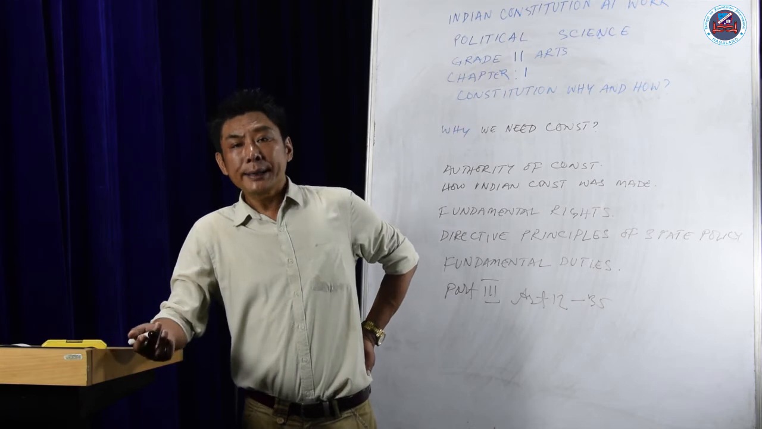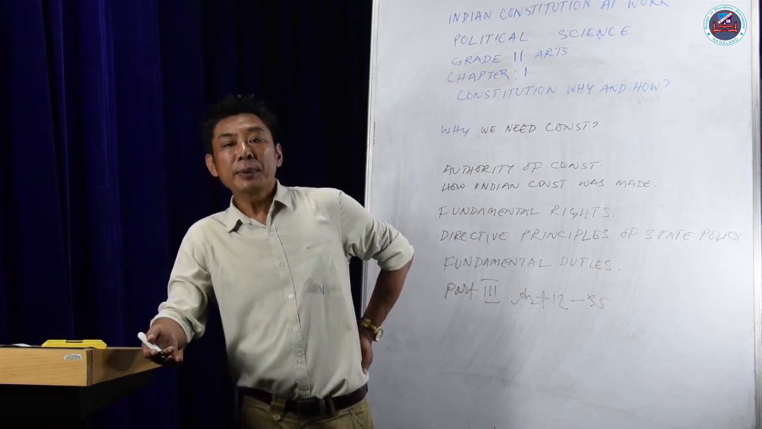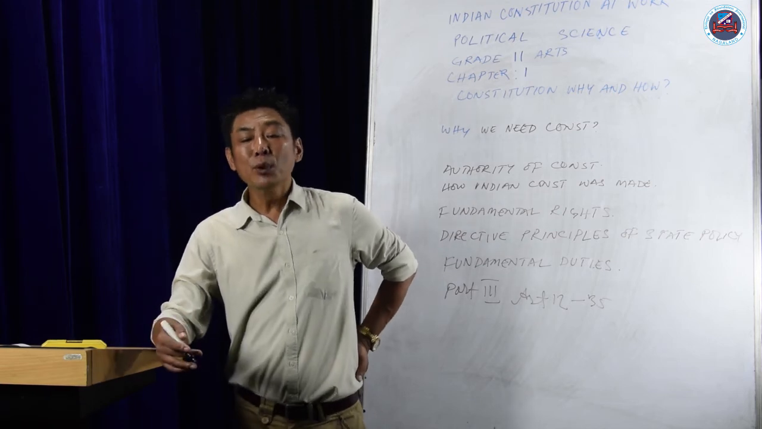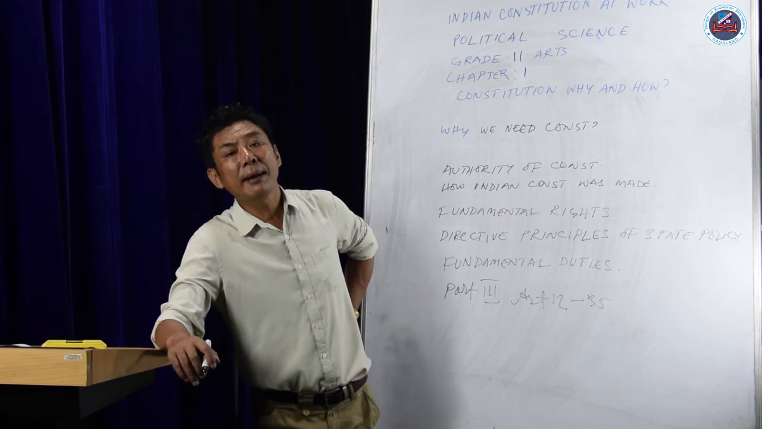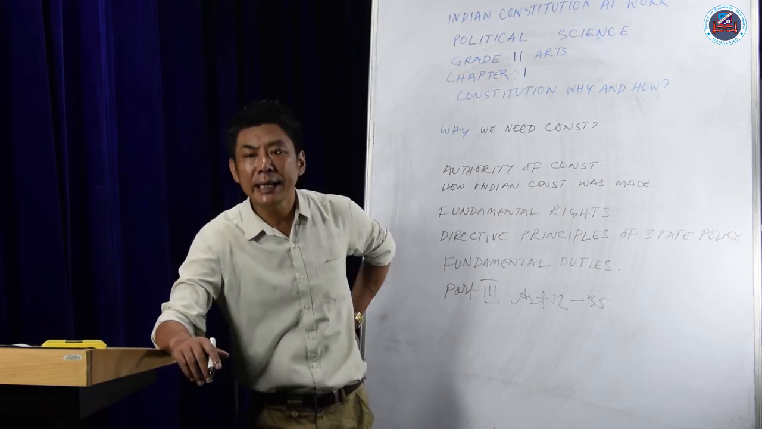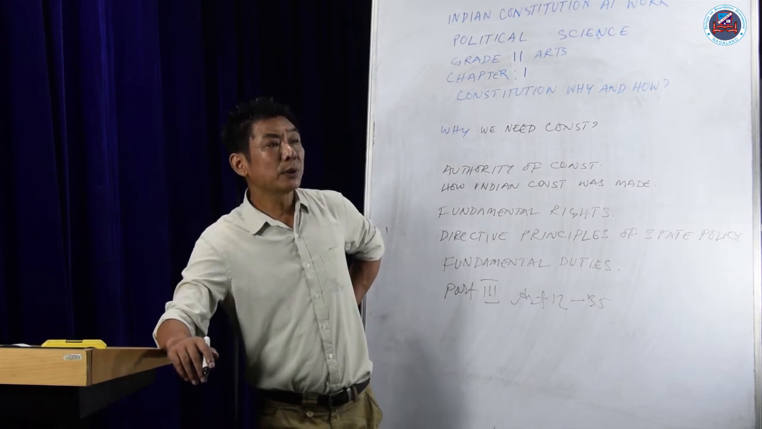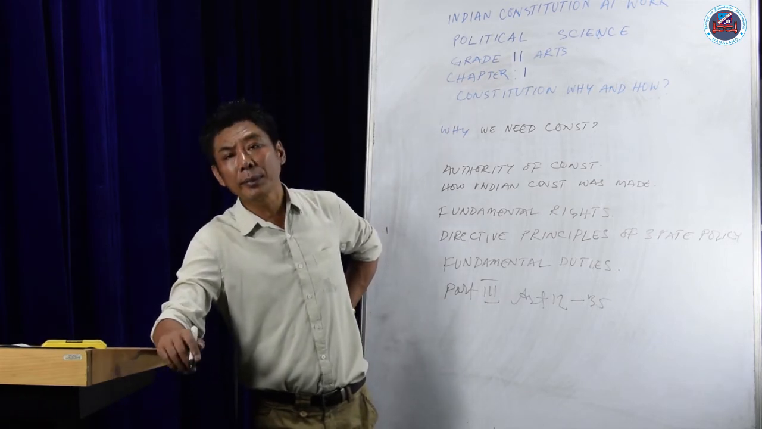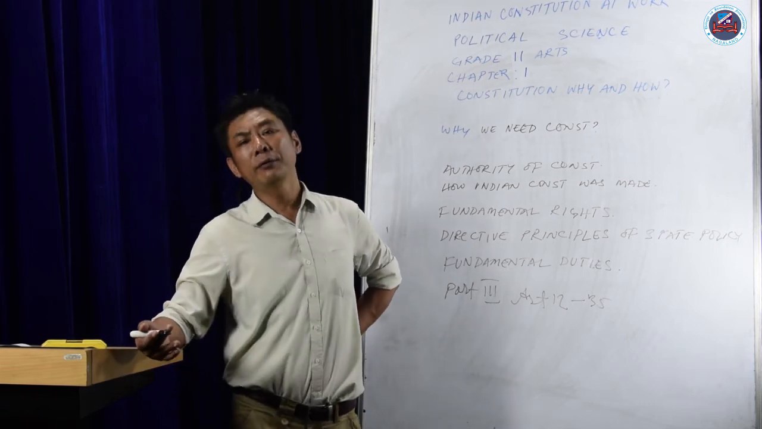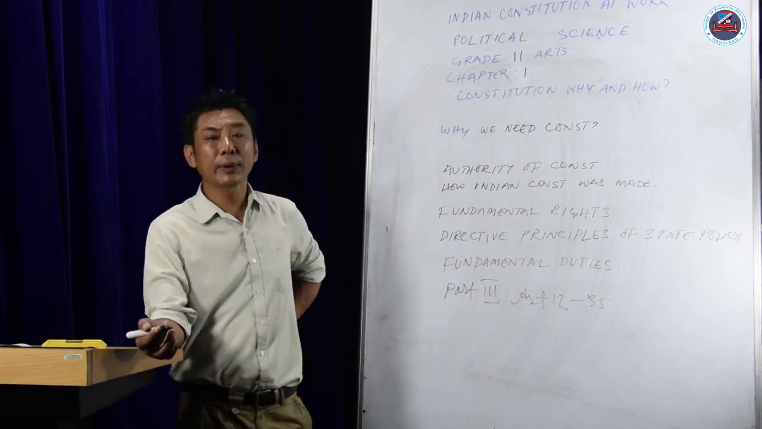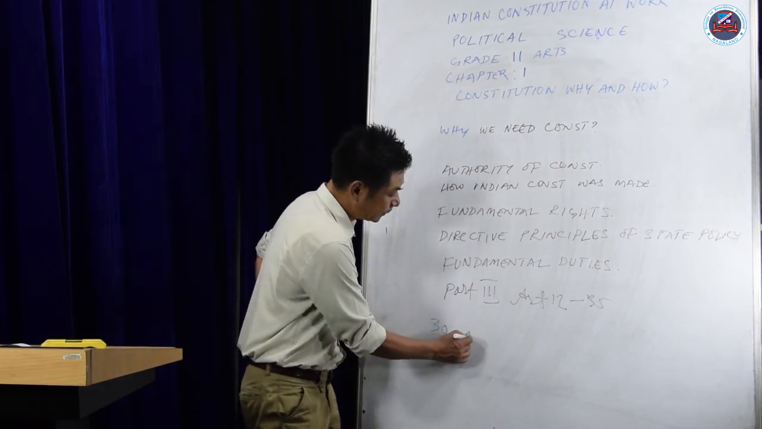Then Article 31 covers the right to property. The right to property was removed from the list of fundamental rights by the 44th Amendment of 1978, and it was converted into a legal right under Article 300A.